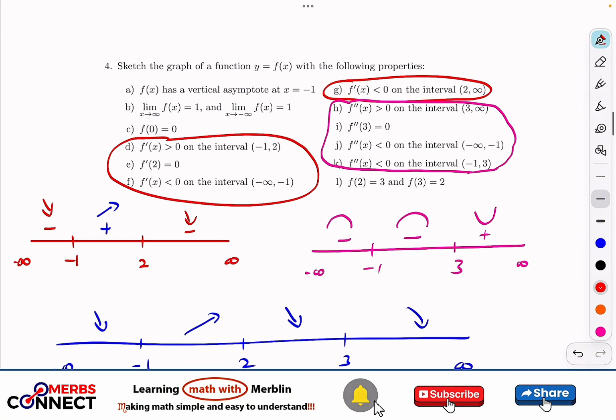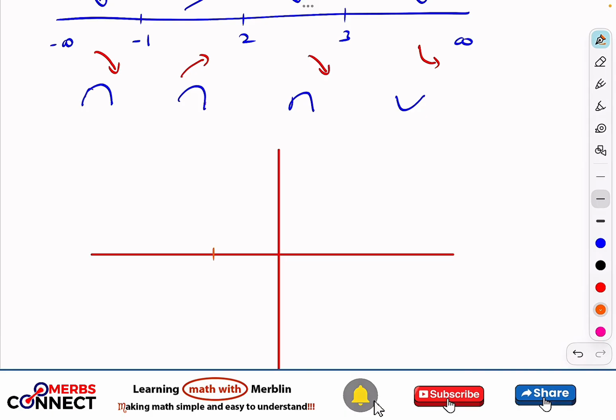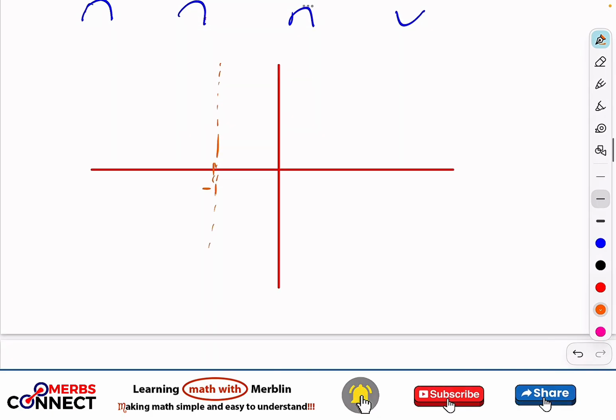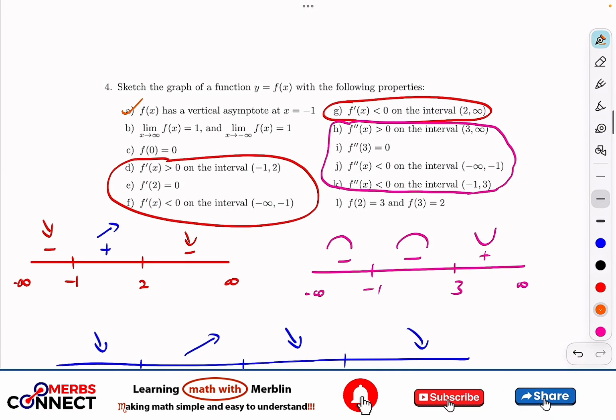Now looking at the information, one, we see that at A, so let me use orange. A, -1 is a vertical asymptote. So at -1, we have a vertical asymptote. So let's draw that one first. Now the critical point, we have 2, and then we have 3. So at 1, we have a vertical asymptote. So this is done.